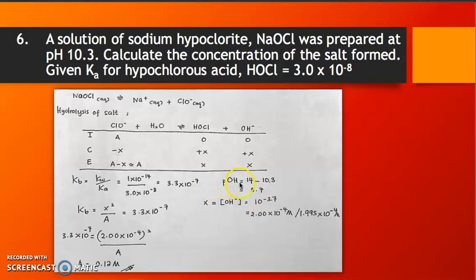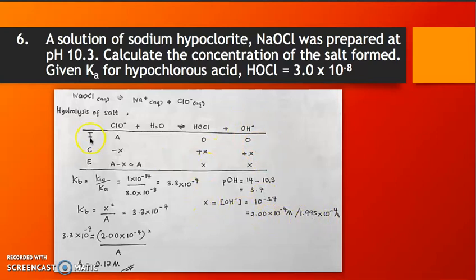And for the pOH, it is equal to 14 minus 10.3, and you get 3.7. To find the concentration of hydroxide ion here, you need to use the formula, the antilog of negative 3.7, and you get here the molarity for the hydroxide ion. So this is equal to X.